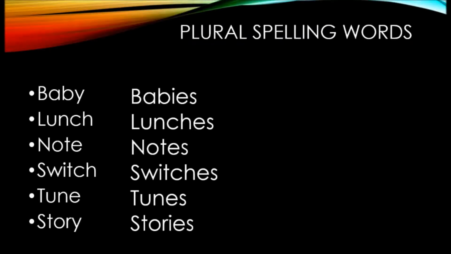Now we are going to review how to spell each word. Baby, B-A-B-Y. Babies, B-A-B-I-E-S. That Y becomes an I-E-S. Next up is lunch, L-U-N-C-H. Lunches, L-U-N-C-H-E-S. We just added an E-S.